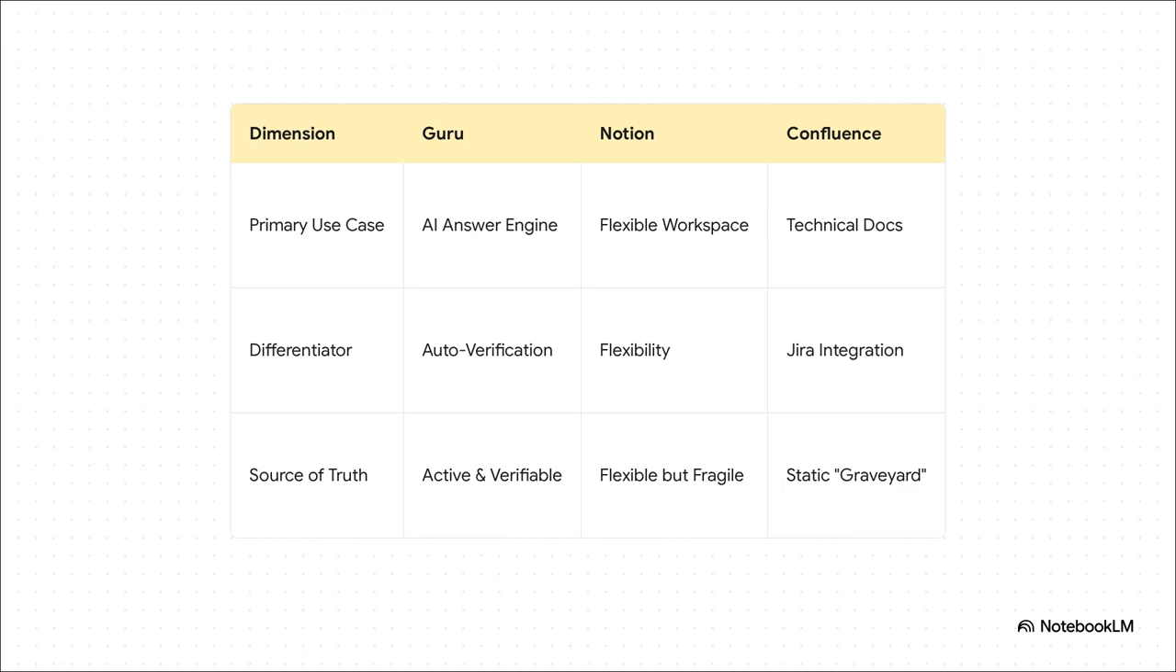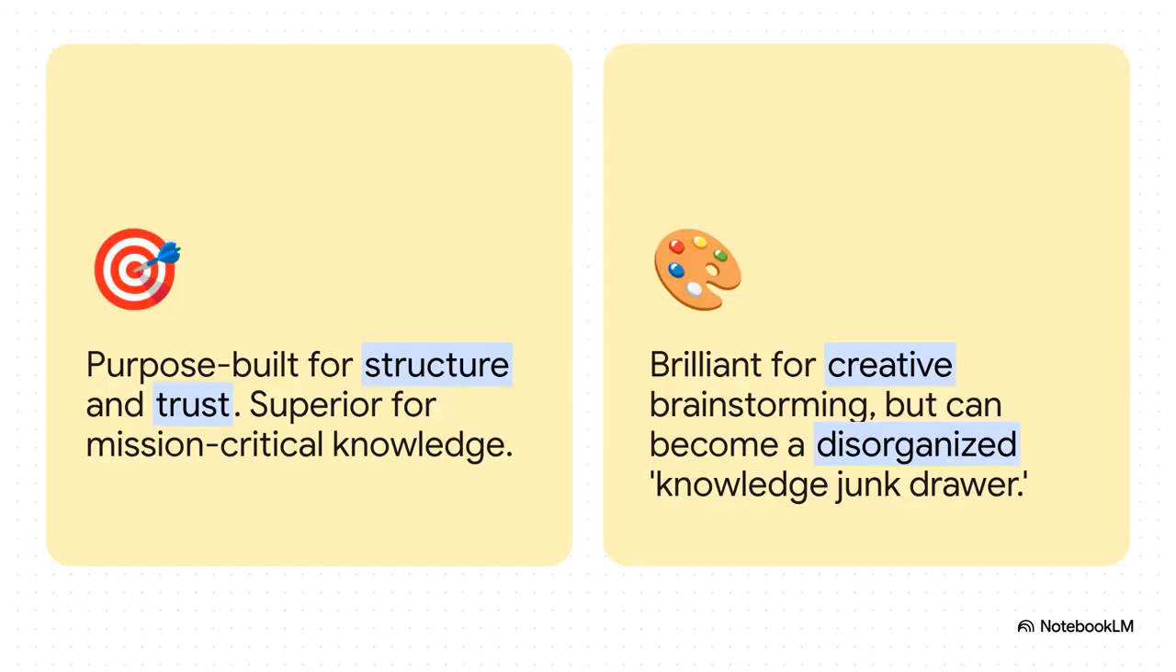You can see how Guru has very deliberately not tried to be another Notion or another Confluence. Notion is all about being a flexible workspace. Confluence is the king of technical docs. But Guru? It's positioned itself as something totally new, a dedicated, verifiable answer engine. And that key difference, that automated verification we talked about, that's what makes its source of truth actually trustworthy and alive, not static.